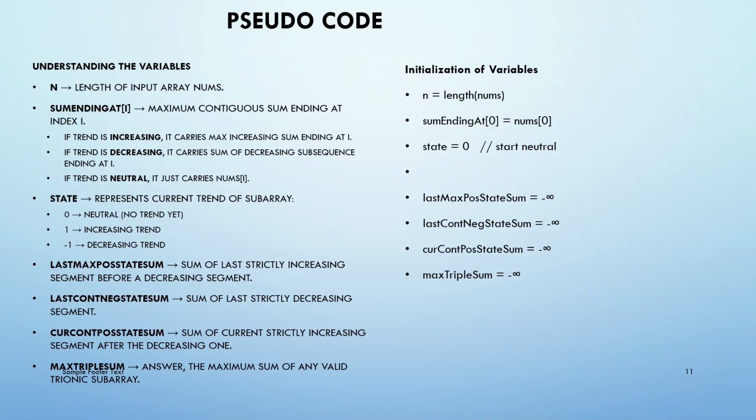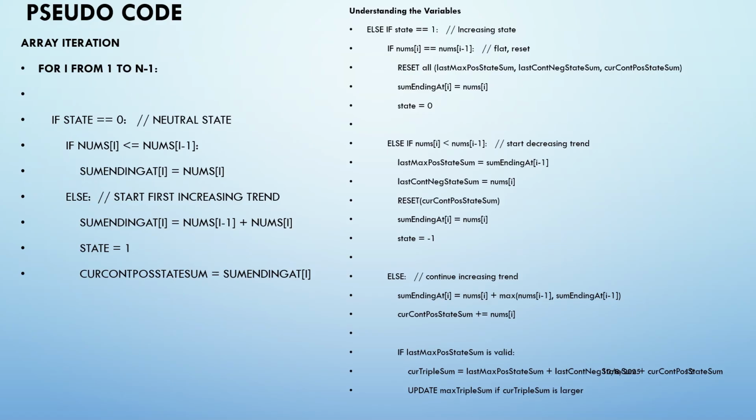We have already covered the first part, which is the variable understanding and initialization. Let's go to the second part, which is array iteration. We'll iterate from index 1 to n-1 because we have already consumed the first element during our initialization. At each index, we will see what the state is.